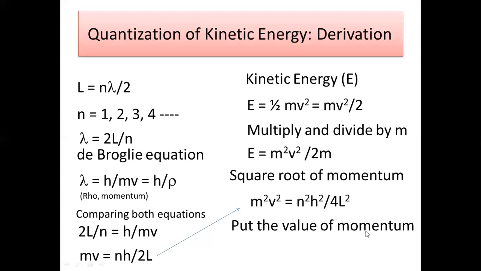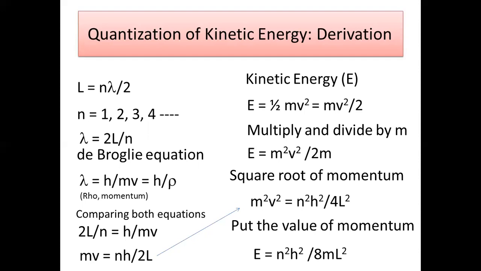So just put the value of this momentum over here. That's why I multiplied and divided by m, so it would be easier to put the value of the momentum square into this equation. So E would be n square h square over 8 m L square. This is the quantization of the kinetic energy.